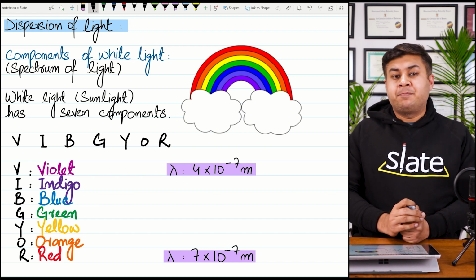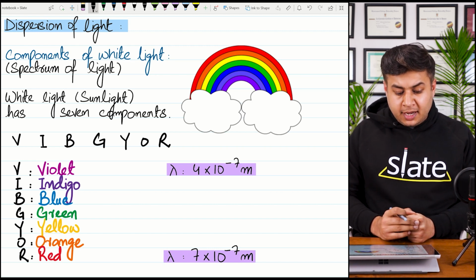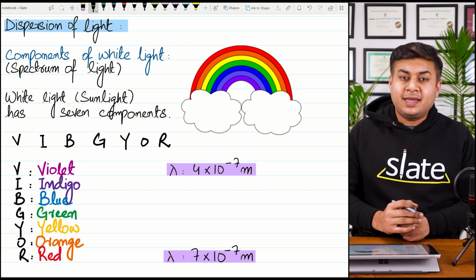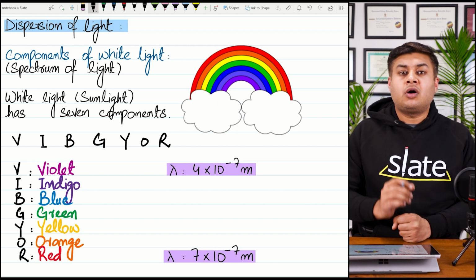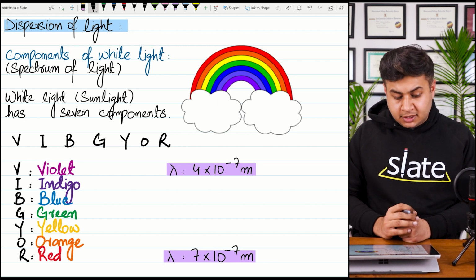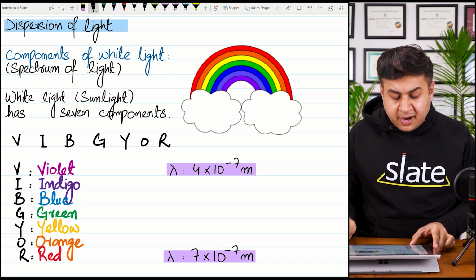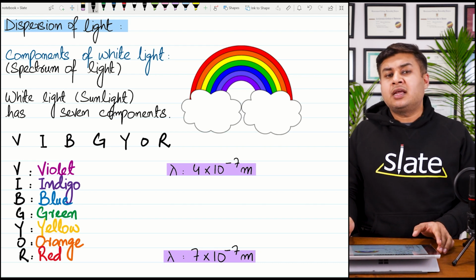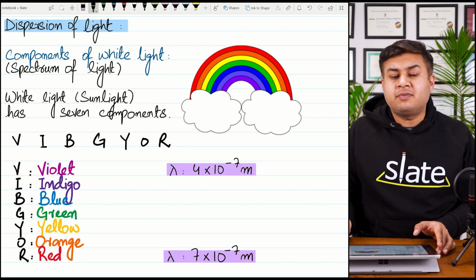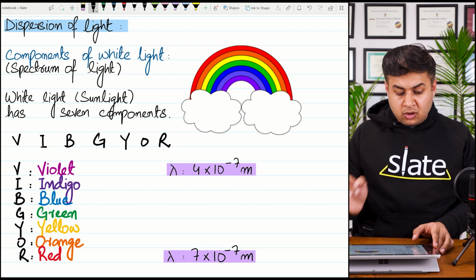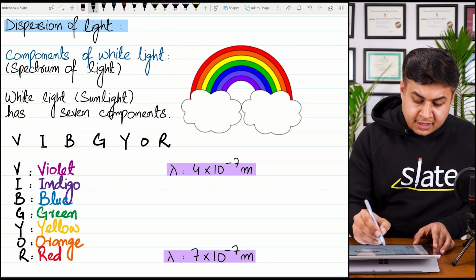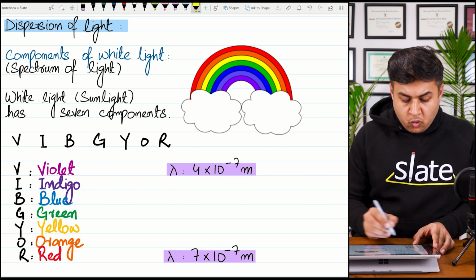Before starting with dispersion, we should know that white light consists of 7 colors. So the components of white light, or sunlight, or any light coming from a bulb, which is white light, has 7 components, and that includes VIBGYOR.